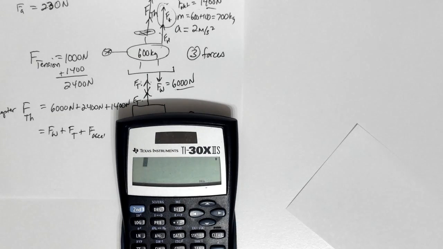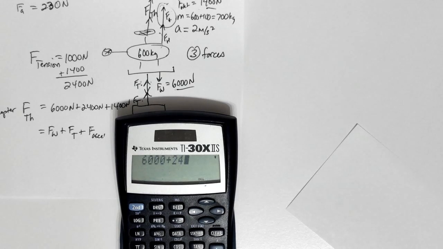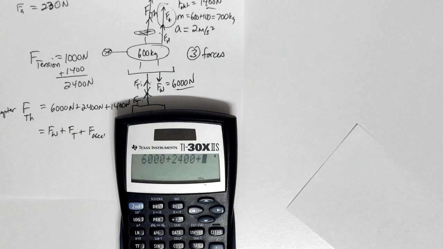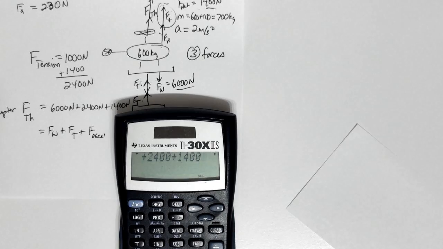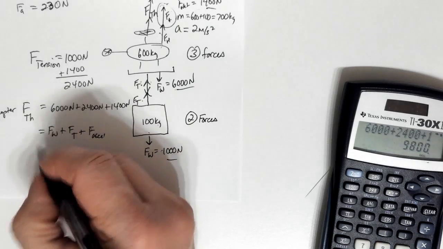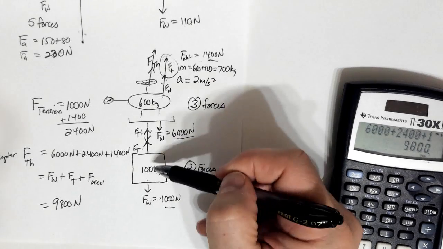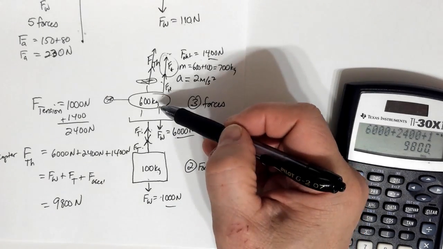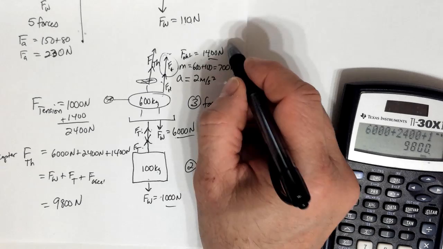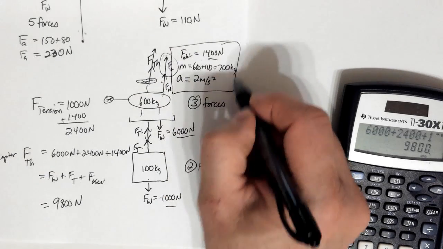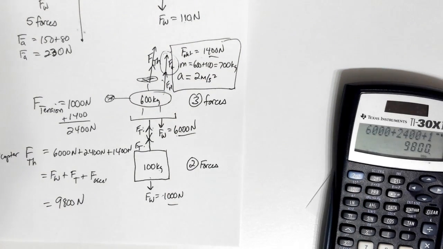So 6,000 plus 2,400 plus 1,400. So it needs 9,800 newtons to be able to hold these objects and cover itself and fly upward. So that is a very tricky problem. You have to think it through like that.